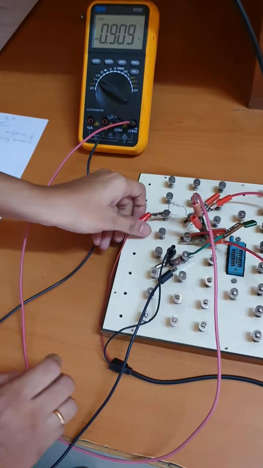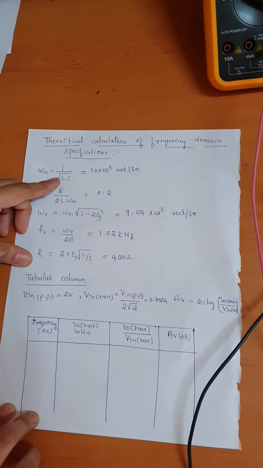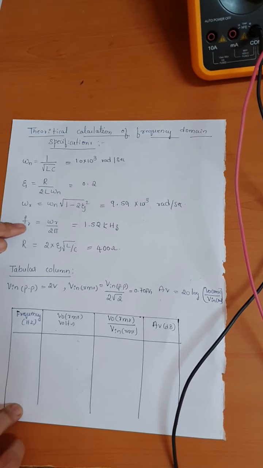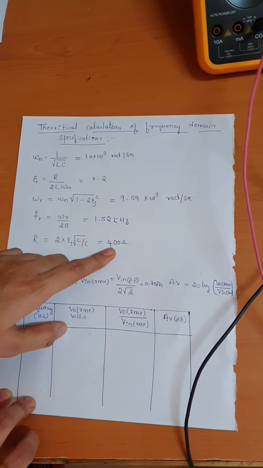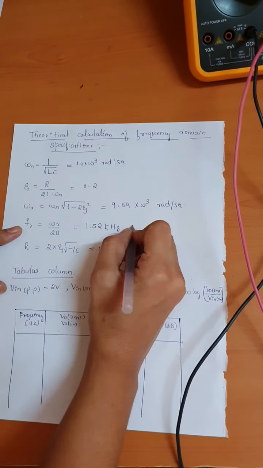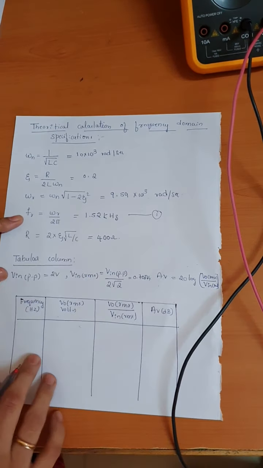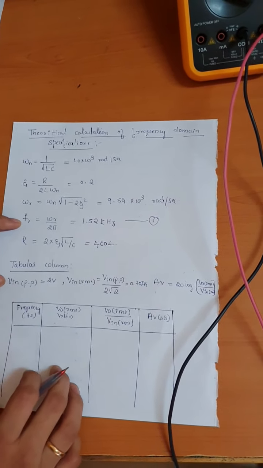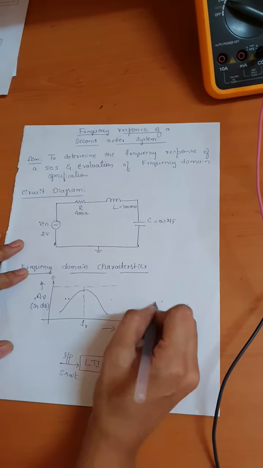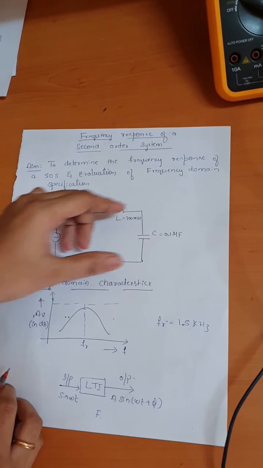So this is the theoretical calculation for the frequency domain specification. These are the equations. Since the values of L and C and even the R value are known from the series RLC circuit, we have calculated omega n, zeta, omega R, the resonant frequency, and R again, which we have obtained as 400 ohm only. One thing you need to observe is that we are going to consider this resonating frequency as equation 1. Why? Because in our practical conduction we need to prove that at this particular frequency, that is, the frequency equal to 1.5 kilohertz, we get a maximum voltage across the capacitor.